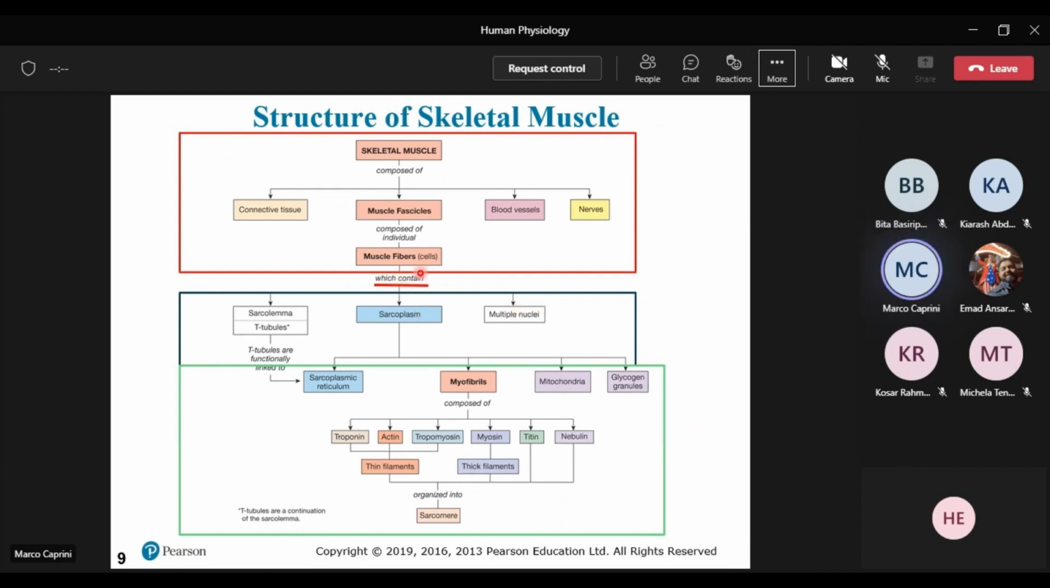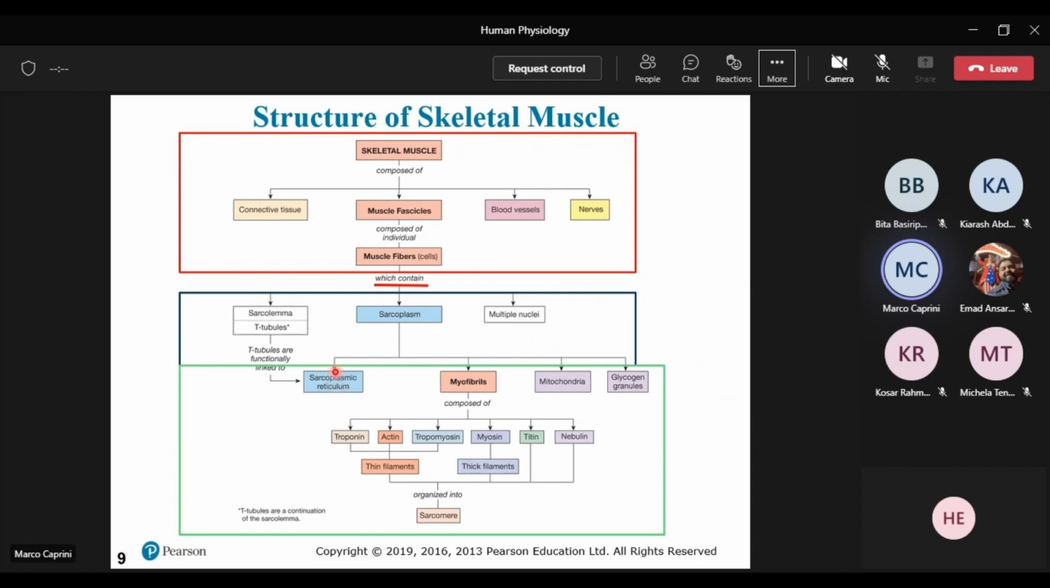We have to see what is contained inside the cell, inside a muscle fiber. We already recognize that the muscle fiber, the muscle cell, is composed of other different structures. We already discussed the different names recognizable here in the red box. Muscle cells have special names that we introduced before: sarcolemma for the cell membrane, sarcoplasm for the cytoplasm, multiple nuclei, and the sarcoplasmic reticulum, which is the endoplasmic reticulum in other cells.